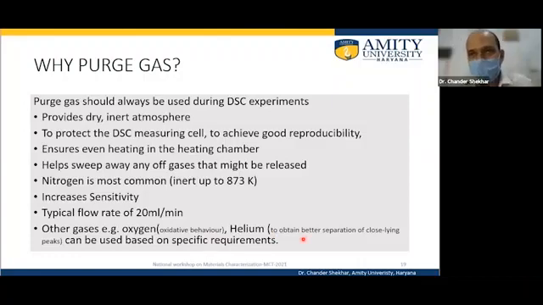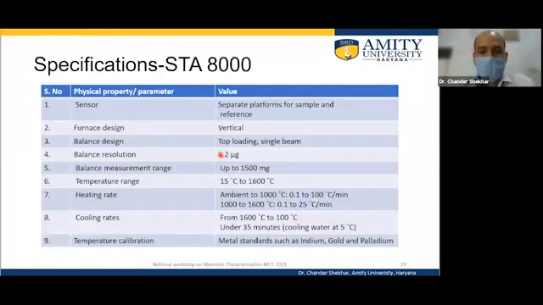There are two transformations, for example, in a eutectic alloy, which is close to the eutectic composition. So generally there are two peaks that are very closely associated. They are very close to each other, and in order to separate them, helium as the purge gas can be used. These are the specifications.